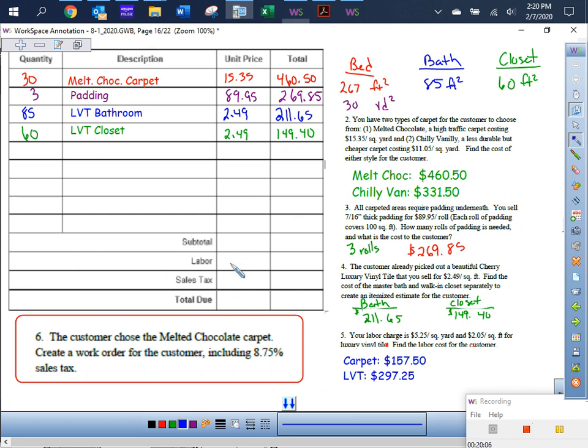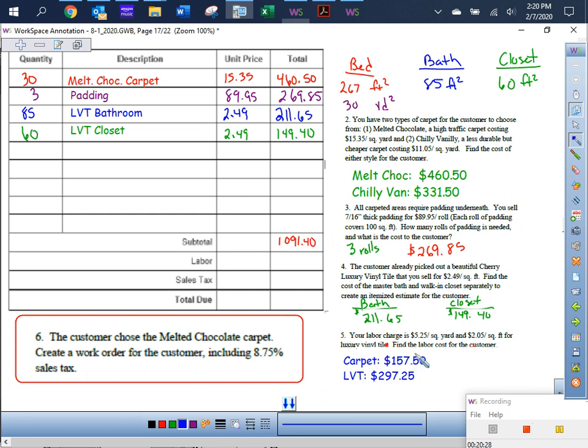The labor we put down here, right? So labor is different, and then what we need to figure out next is the subtotal. So the subtotal is all of this added together. So go ahead, punch this in. Be careful with your decimals, right? So this plus this plus this plus this. I got $1,091.40.